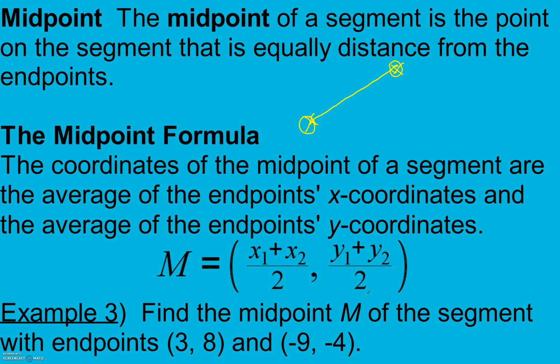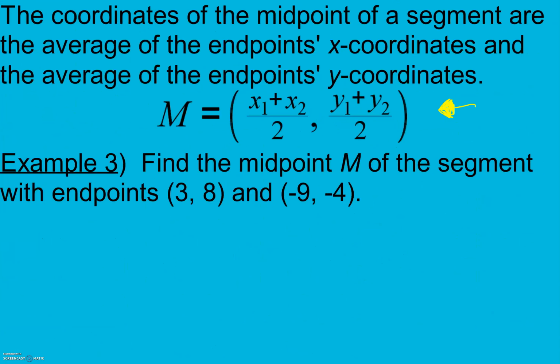Again, we're finding the middle, the average of our coordinates, and we write it as a coordinate, as an ordered pair, because it is a point that's directly in the middle. So we add up our x's, divide by 2, add up our y's, divide by 2 to find our midpoint.